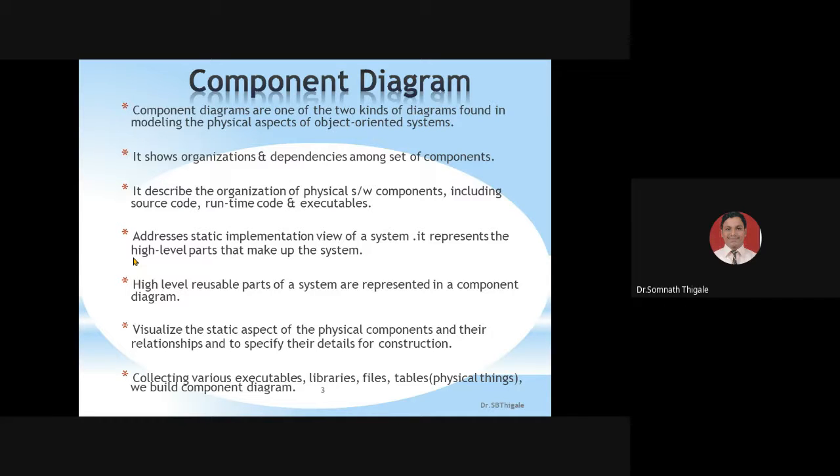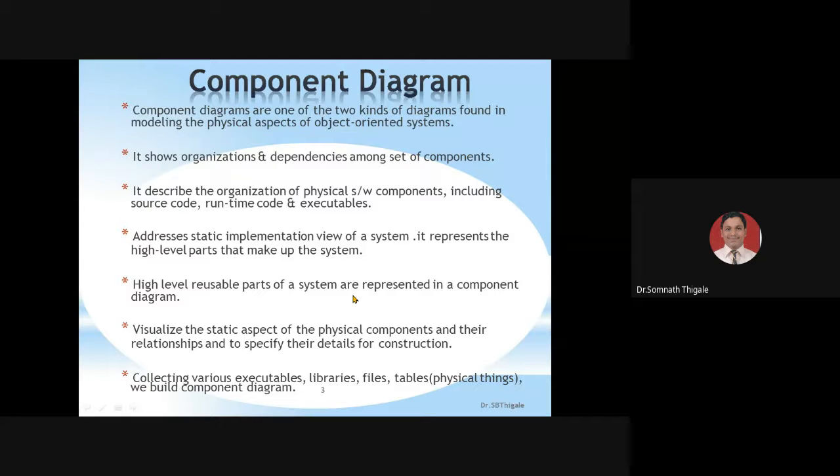It shows the organization and dependencies among the set of different components. Like door, based on the door position, window will be decided, or based on the type of window, the length of the window, you can decide the doors. Like that, just for simplicity I'm telling this. So the high level reusable parts of the system are represented in the component diagram. The most important part is the reusable part of the system. We will call it one component rather than system or subsystems.